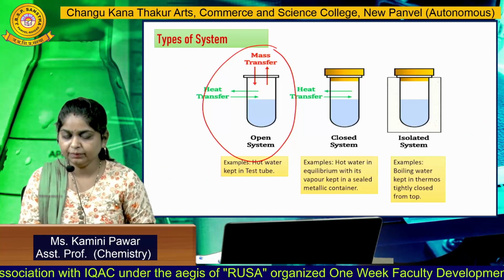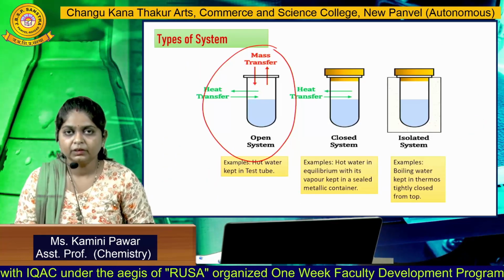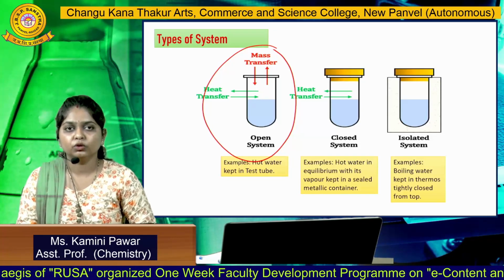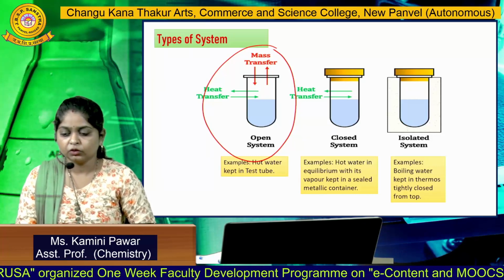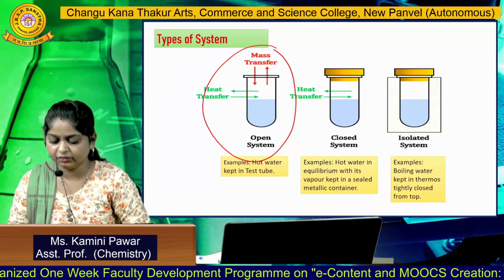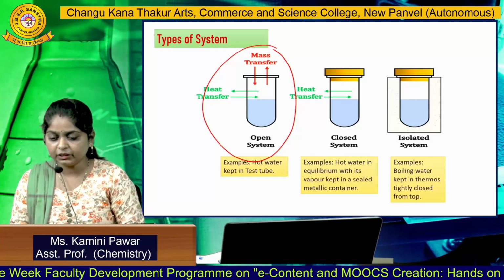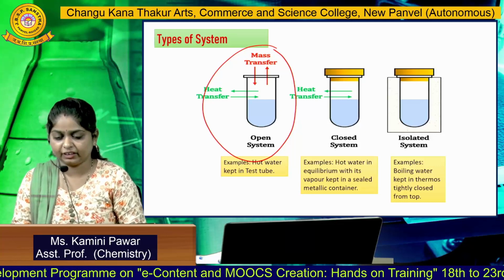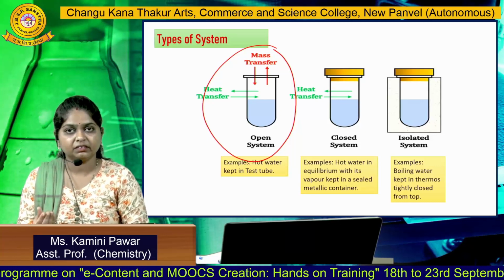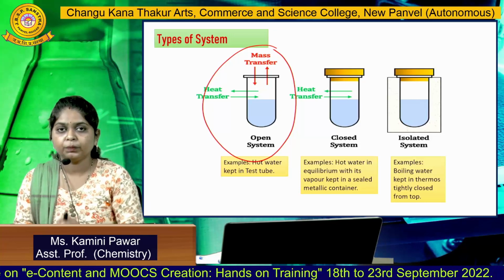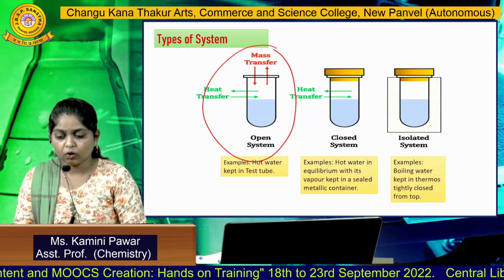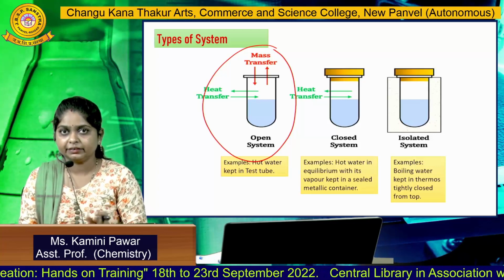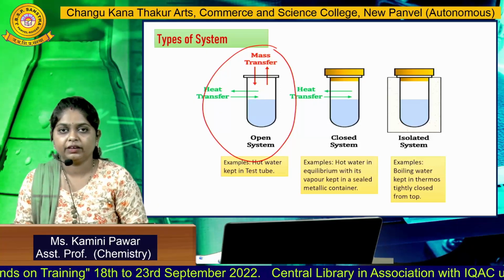So, types of systems. Basically the system gets classified into three categories: the open system, closed system and isolated system. You can see in the figure, this is the open system, in which the transfer of both energy and matter can take place. This is simply a test tube, and in that test tube I kept hot water, so here the heat and the mass both can get transferred easily. So this is known as the open system.